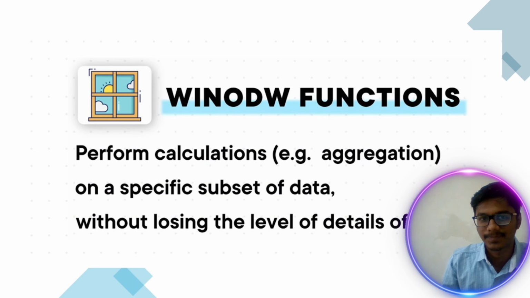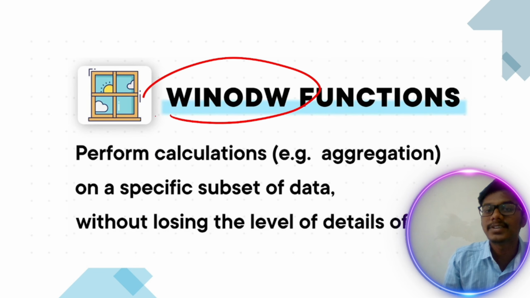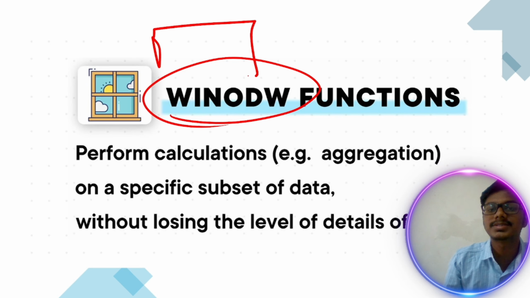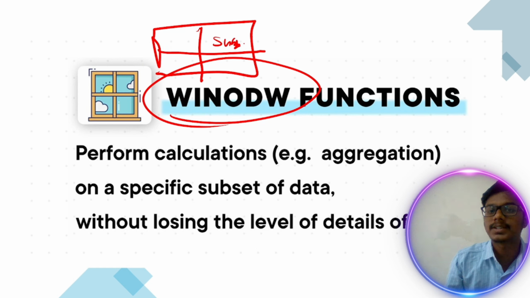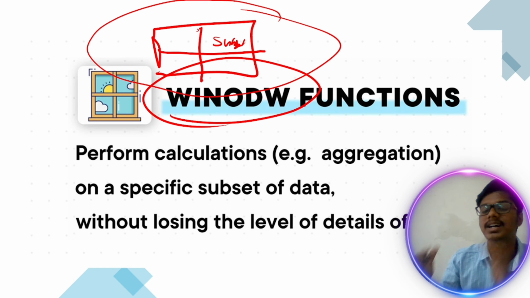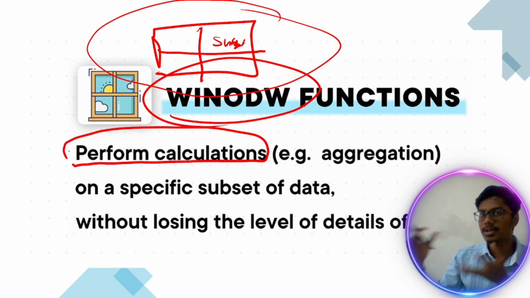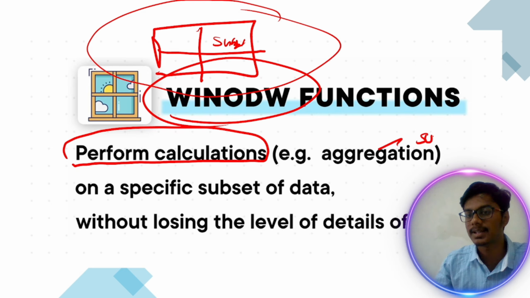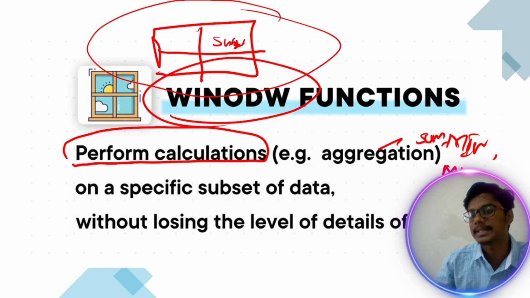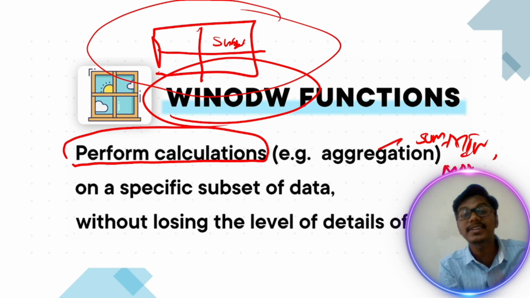As the name itself suggests, it is a window. Consider, guys, this is a window. In the window there are parts, right? We can divide the window into separate parts. This is one part, a subset of this. Consider this is the entire database. I just convert it into a subset of data. That's all about the Windows function. The definition is that it performs calculations, for example aggregations like sum, min, max, everything we discussed in the aggregation functions, but on a specific subset of the data.